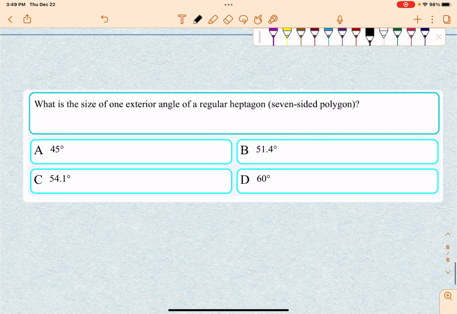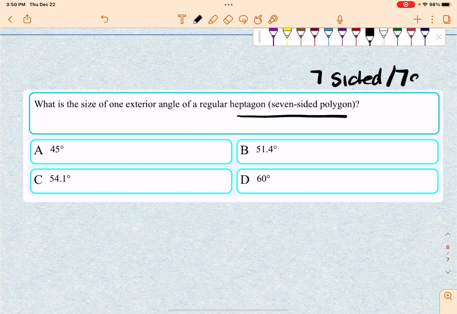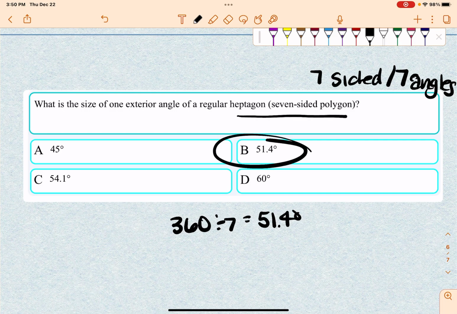Okay, this one says, what's the size of one exterior angle of a regular heptagon? So if it's a heptagon, it's 7-sided, which means it has 7 angles. So 360 divided by 7, which is 51.4. So it's 51.4 degrees. Okay, we'll talk about a few more in just a minute.